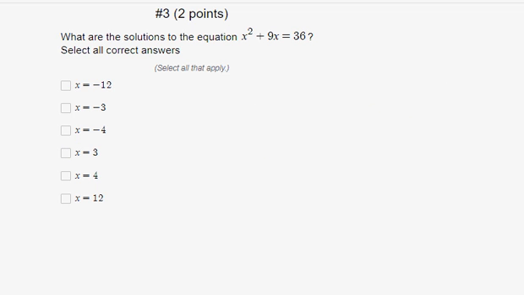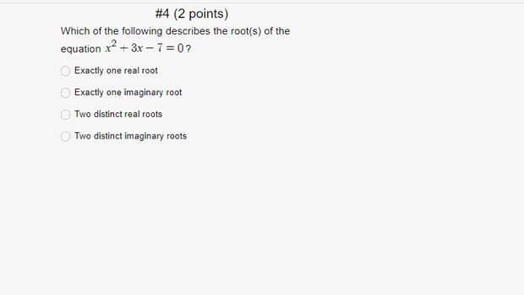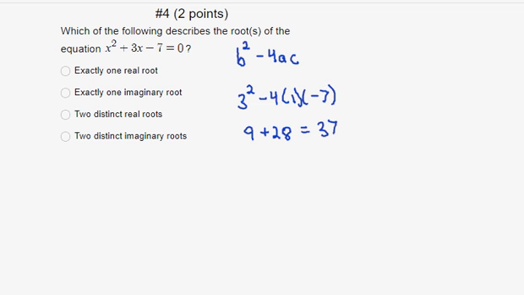All right, moving right along. When we're talking about describing the roots of an equation, we're talking about our discriminant straight out of lesson 3. Our discriminant we know is b squared minus 4ac. So our discriminant is 3 squared minus 4 times 1 times -7, which gives us 9 plus 28 equals 37.